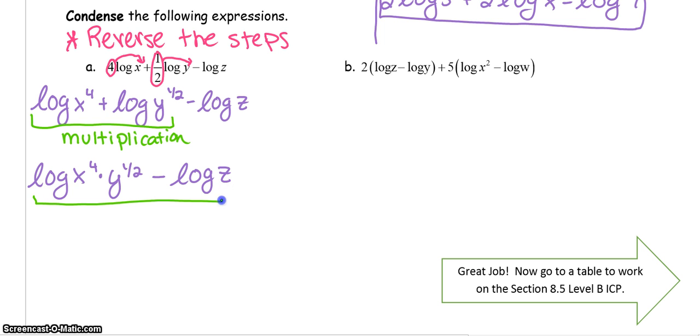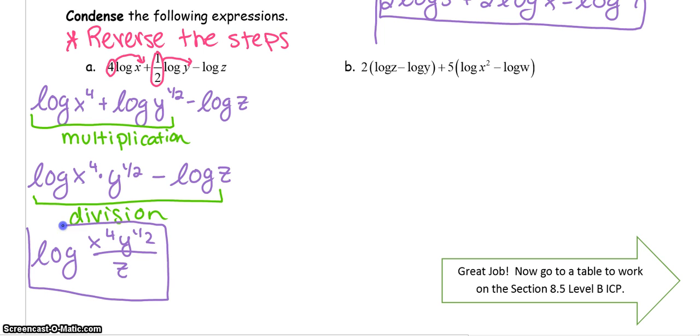Now between these two, I've got a subtraction sign, so this is going to become division. So I get the log of x to the 4th, y to the 1/2 over z. Now everything is all written in one log, so we know that this is fully condensed, and that's our final answer. Now we have one more problem.